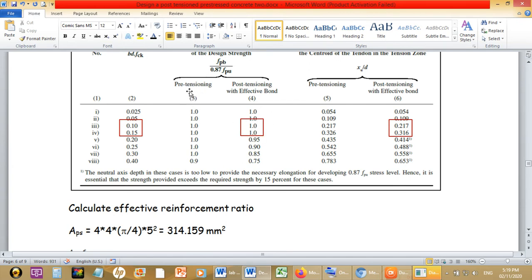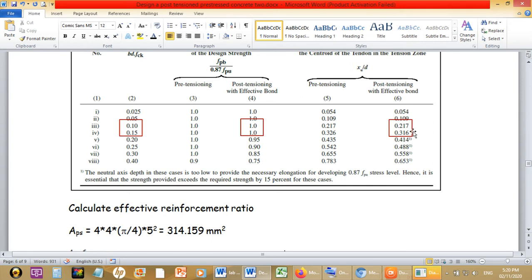This column number 3 is for the pre-tensioning and column number 4 is for the post-tensioning, right? So we are designing for the post-tensioning, so we are going to select column number 4. To get the value for column number 4 we are not going to do the interpolation, because it is very clear that the value for 0.1 is 1 and the value for 0.15 is 1, so directly the value of column number 4, that is FPB divided by 0.87 FPU, is 1. But the same case is not applicable for column number 6.